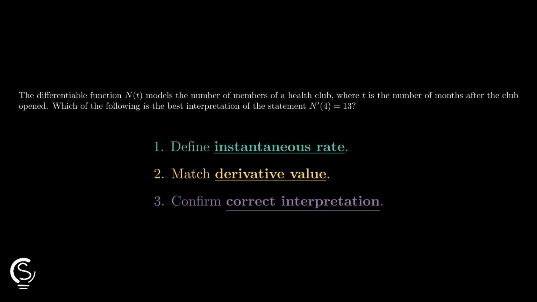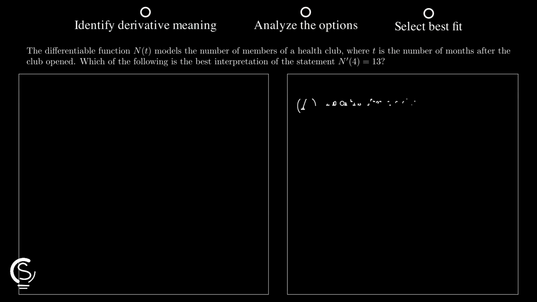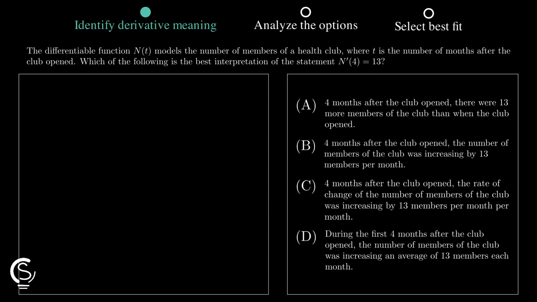Calculus problems involving derivatives often confuse students, but you can master this concept quickly by focusing on the specific meaning of the instantaneous rate of change. The derivative N prime of t represents the instantaneous rate of change of the number of members. It tells us how fast the membership count is changing at any specific moment.